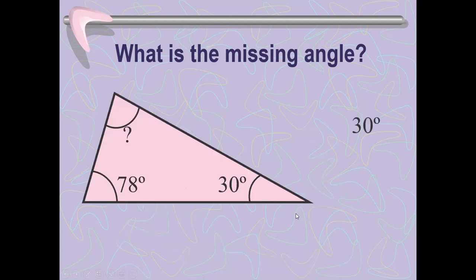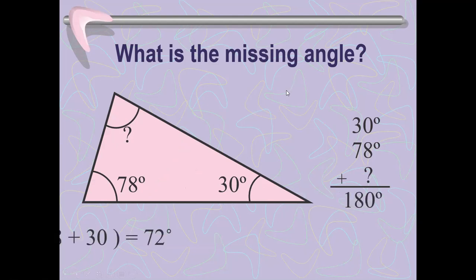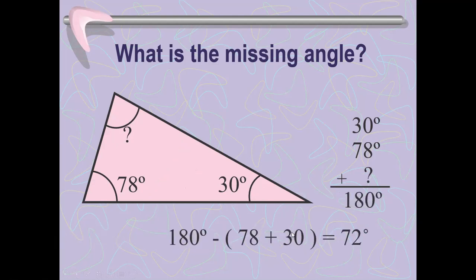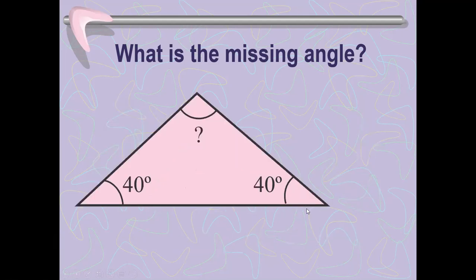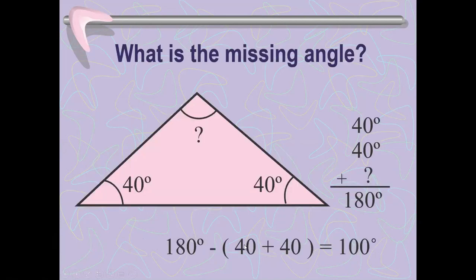This triangle, for example, 30 plus 78 plus the unknown one must be 180. To find the unknown angle, subtract 180 minus 78 plus 30. The result will be 72 degrees. This one, for example, 40 plus 40 plus the unknown angle must be 180. Subtract 180 minus 40 plus 40. Add 40 plus 40 firstly, equals 80. Then subtract 180 minus 80 equals 100.